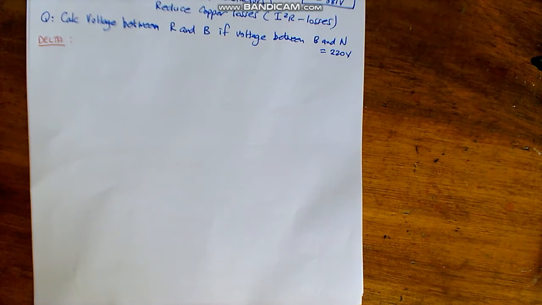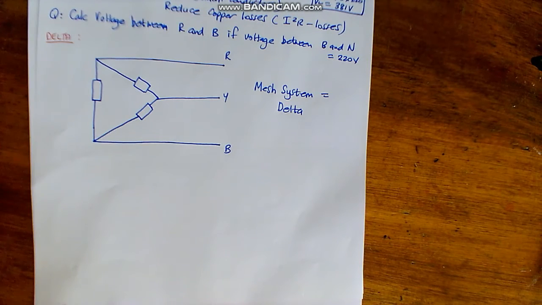Next, we're going to draw a delta connection. Each of the ends of each phase are connected in series to form a closed loop. This is called a mesh or a delta system. V phase is equal to VL, but the line current is root 3 times greater than phase current. So we are going to connect loads between R and Y, Y and B, R and B.